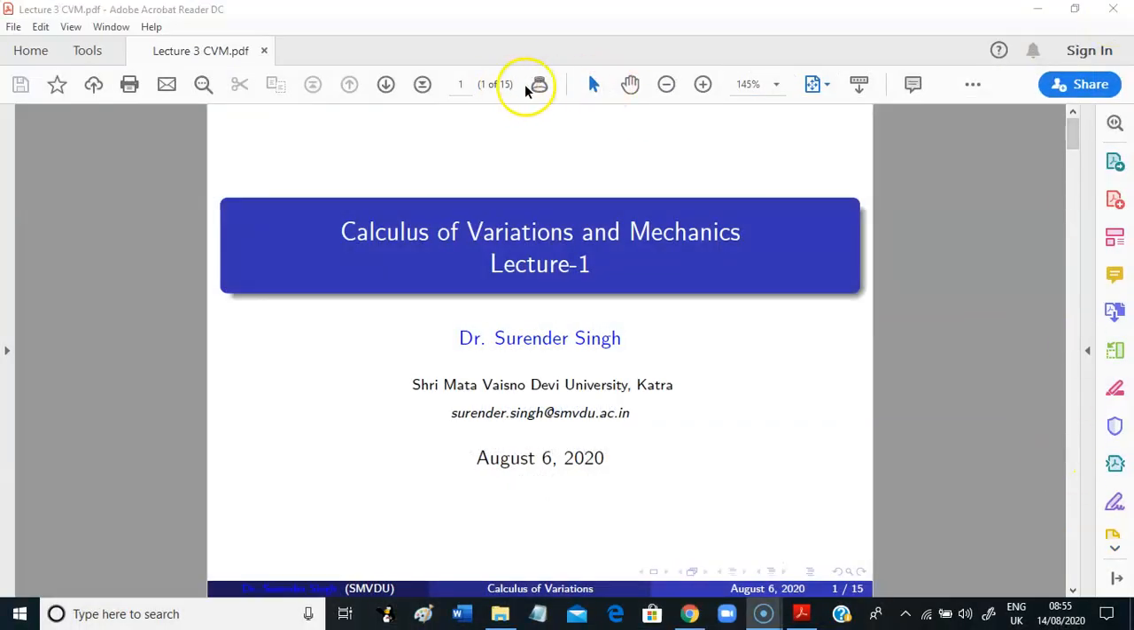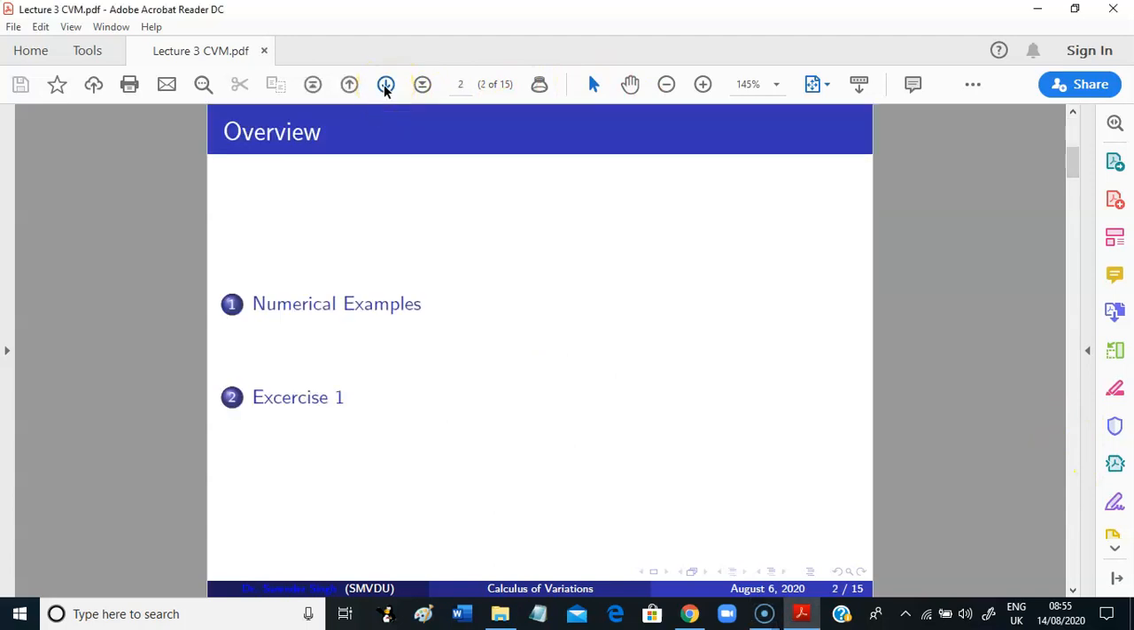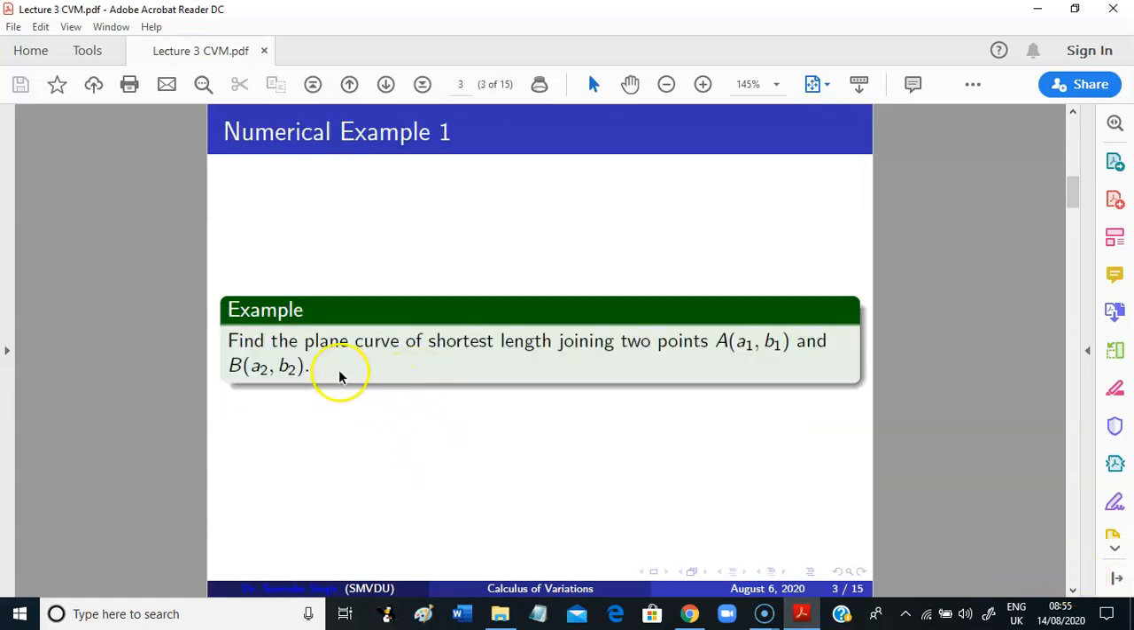So in this lecture, we are going to discuss certain numerical examples based on the discussion carried out in the last two lectures. In the numerical problems, first we consider the fundamental problem of determining the path of shortest distance between 2 points.